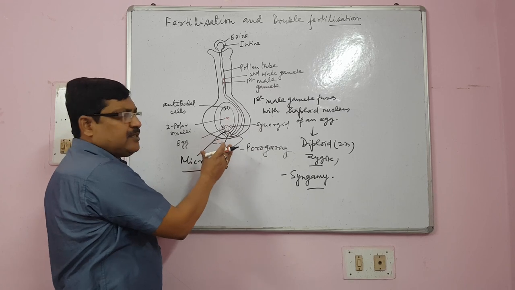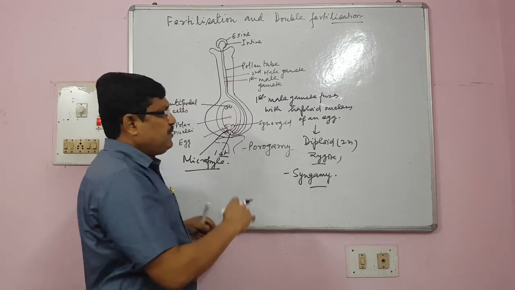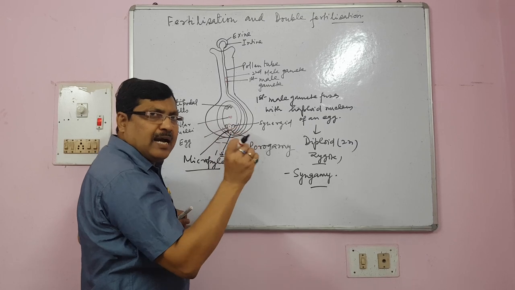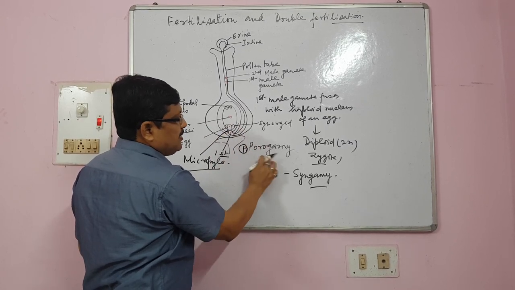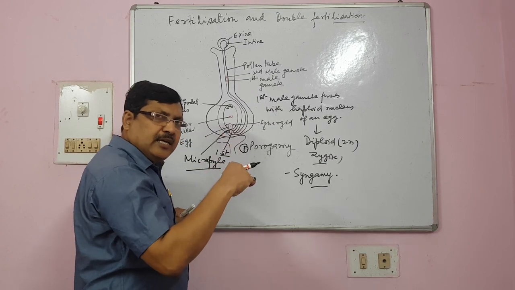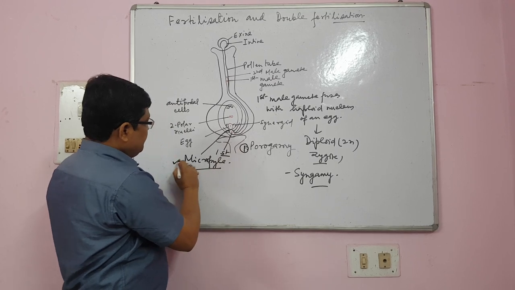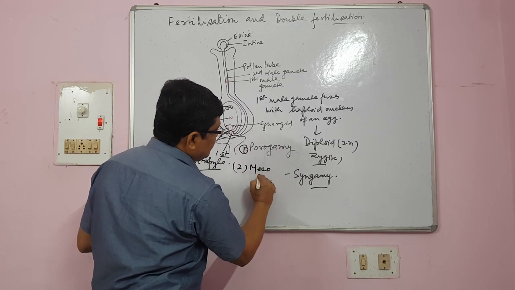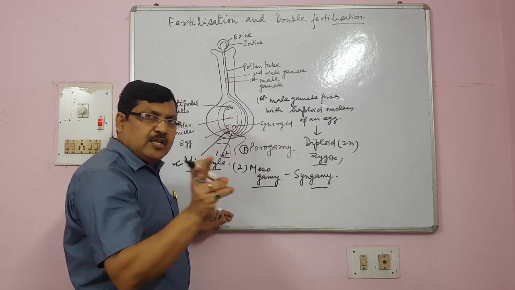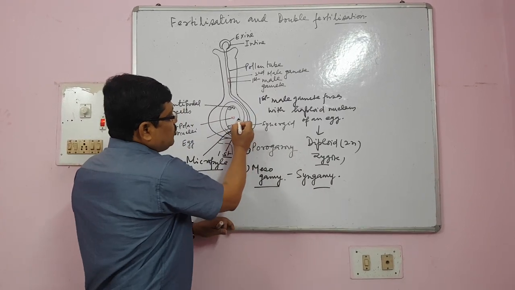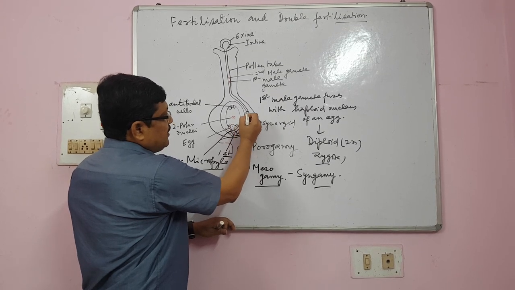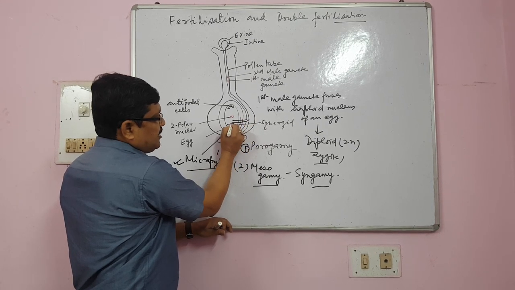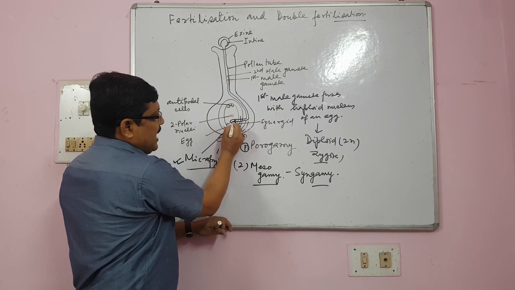And in fertilization, there are three ways by which the pollen tube can enter into the embryo sac and reach the egg. The first method is porogamy, means fusion of the first male nucleus with an egg through the micropyle. That is porogamy. The second is mesogamy, means the entry of the pollen tube through the integument. This is the integument. So this pollen tube is coming here and it will enter through this and then fuse to the egg.